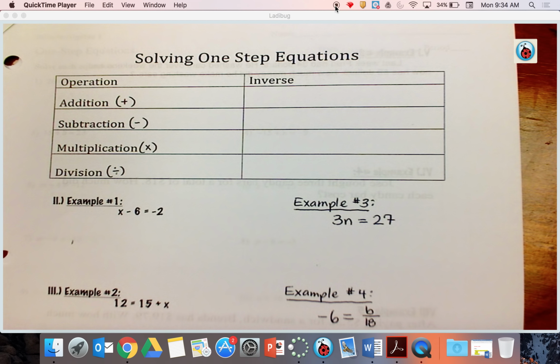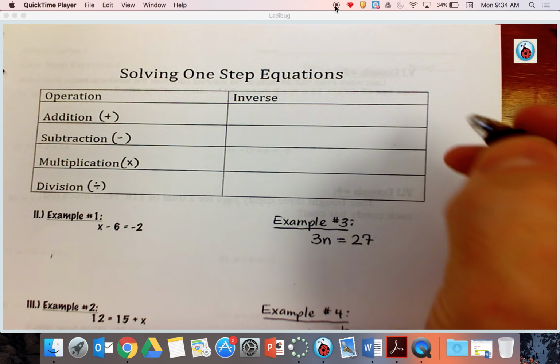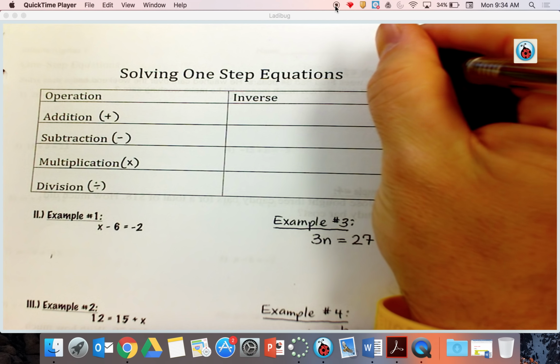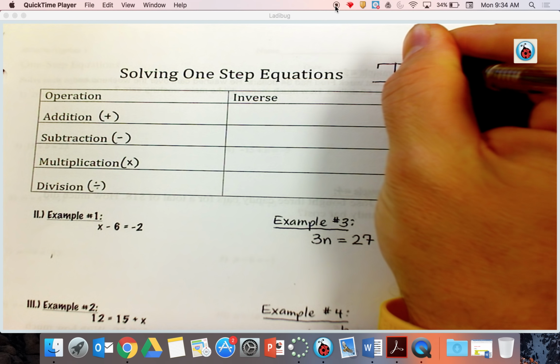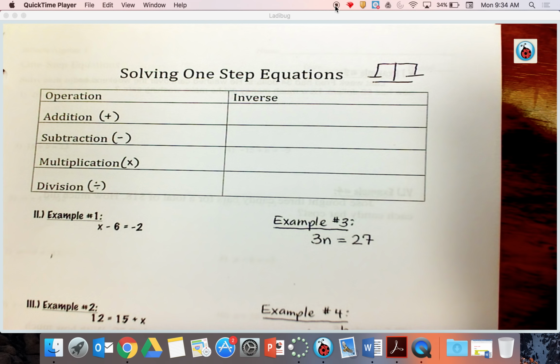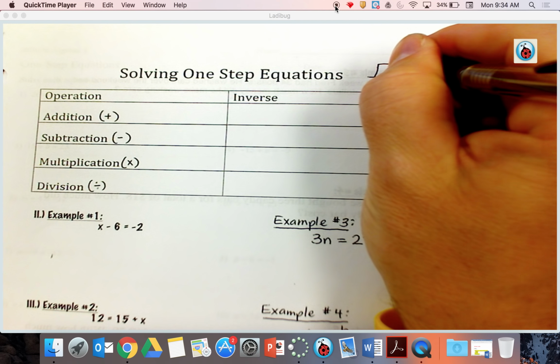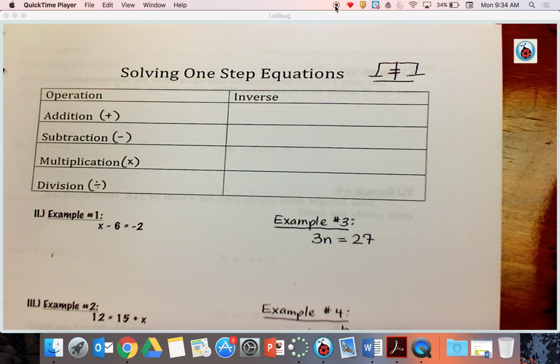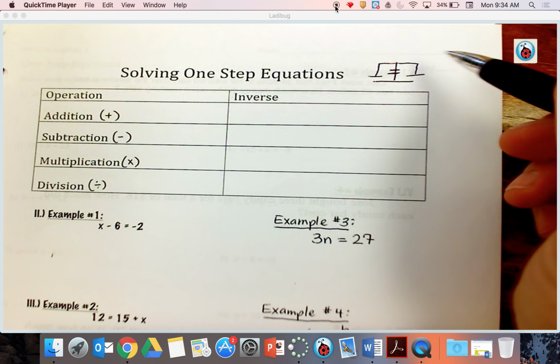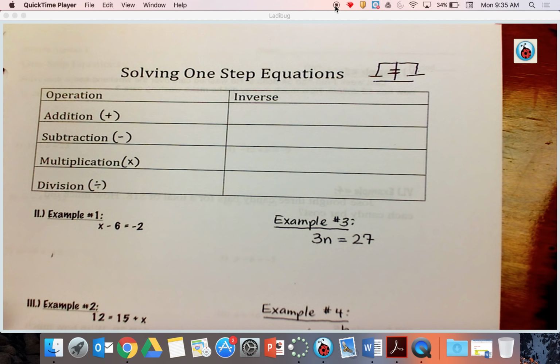The way I think about it is as a scale. Here's my scale. I want to make sure that my scales are balanced, and the equal sign goes here, so that they're balanced on both sides. So when I start this off, I have to know how I can change one side and the other side to keep them balanced.